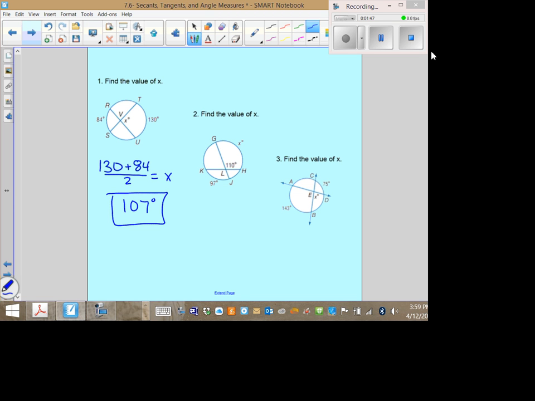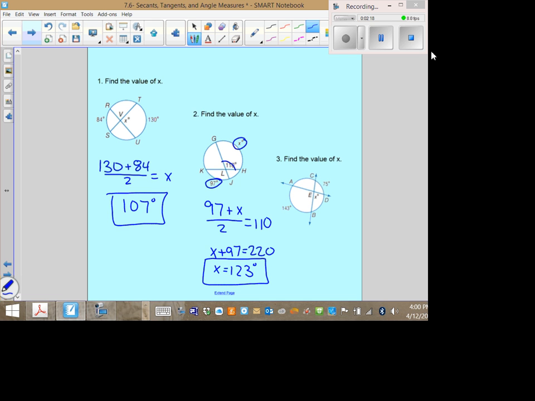Here, we're going to get (97 + x) divided by 2 equals 110. So note here that the arc with our angle is 110, and that equals the arc, and then the vertical angle's arc is that one. So we solve to get x plus 97 equals 220, so we get x to be 123 degrees.